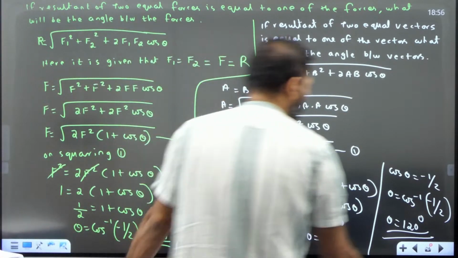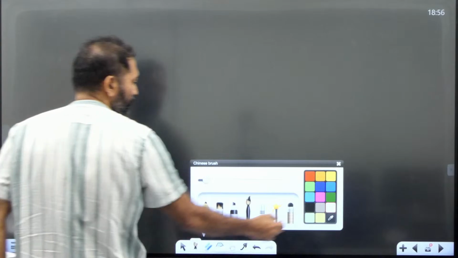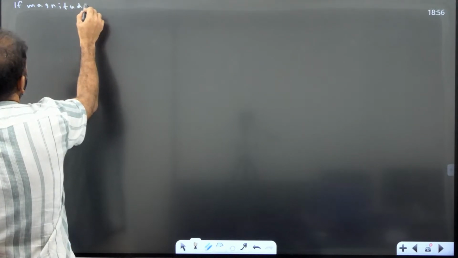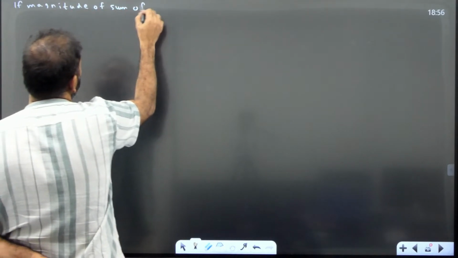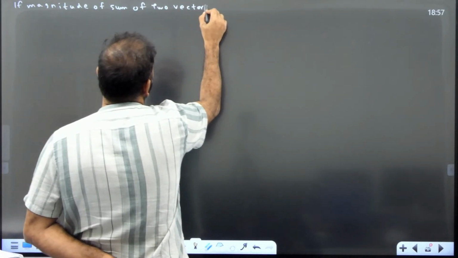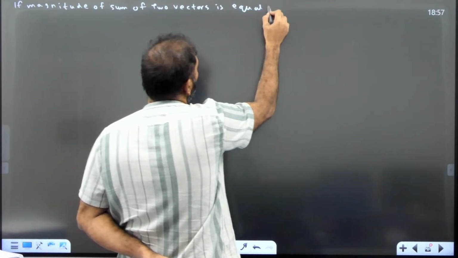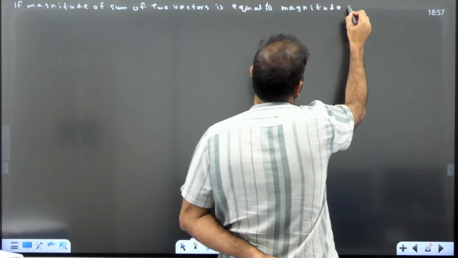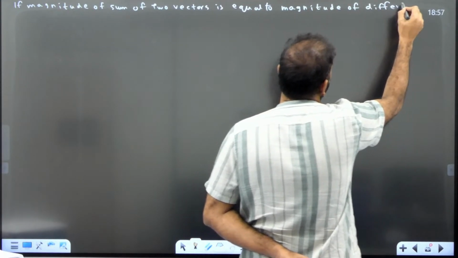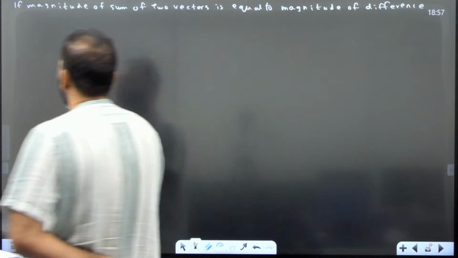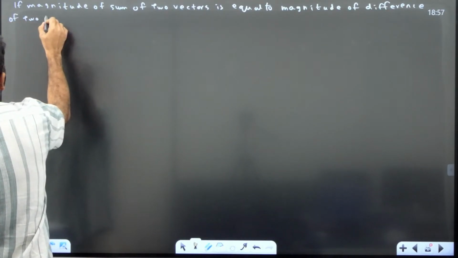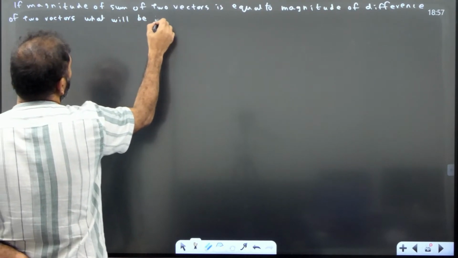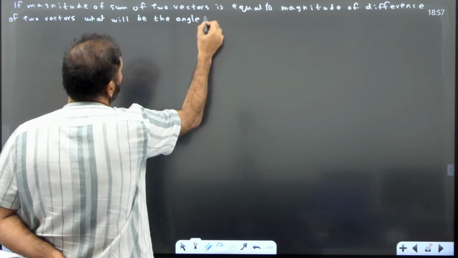കഴിഞ്ഞല്ലോ. ഇനി അടുത്തൊരു ക്വസ്റ്റ്യൻ. If the magnitude of the sum of two vectors is equal to the magnitude of the difference of two vectors, what will be the angle between the vectors?